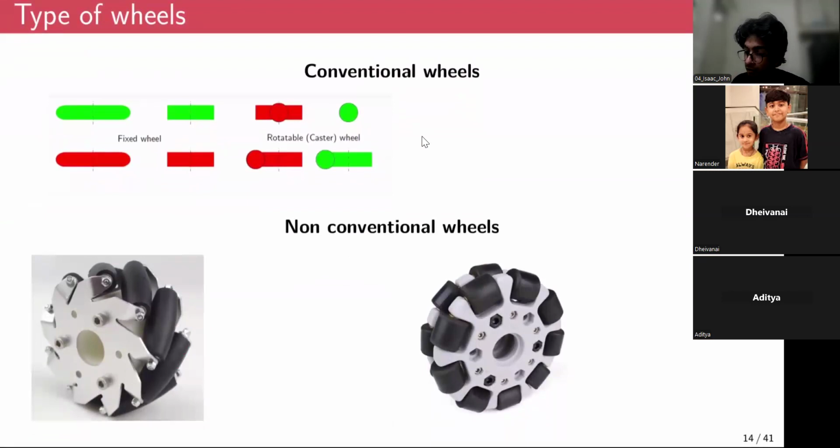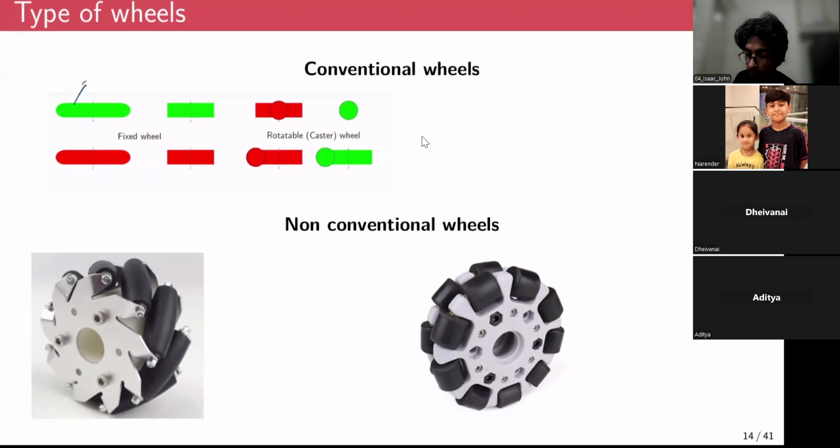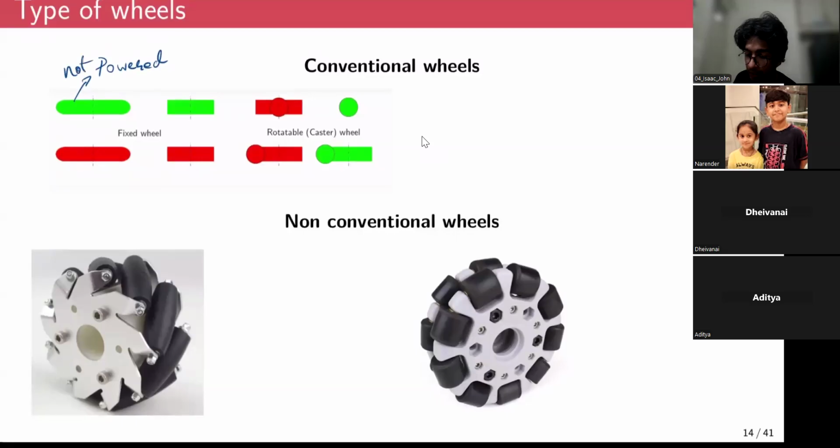We have fixed wheels. You can have powered fixed wheels, or unpowered or passive fixed wheels. For example, in the case of a bicycle, the front wheels are conventional wheels, but they are not powered. The green color denotes it's passive, not powered, and the red color depicts that those wheels are powered.